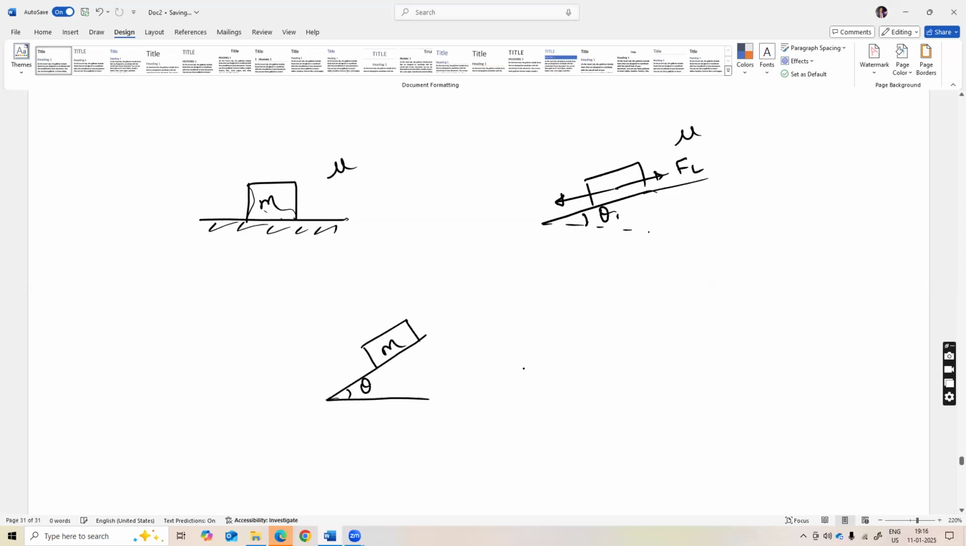Okay, and mu is coefficient of friction. So if you increase the inclination or angle more than theta, then this block will start moving. So angle of repose is basically the angle of inclination when block starts to slip. Okay, angle of repose is basically the angle of inclination when block starts to slip.